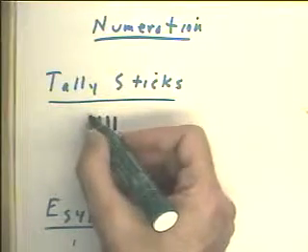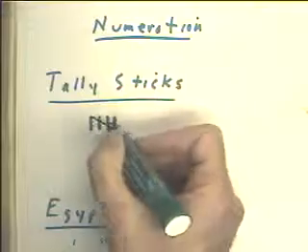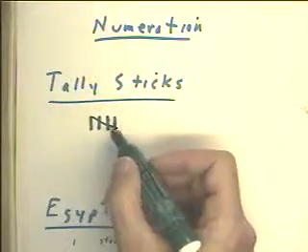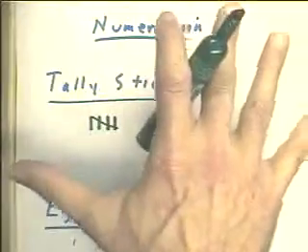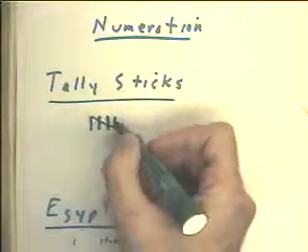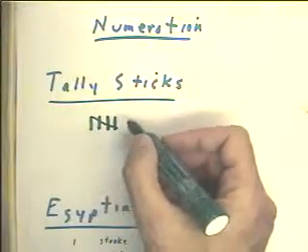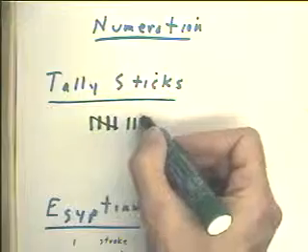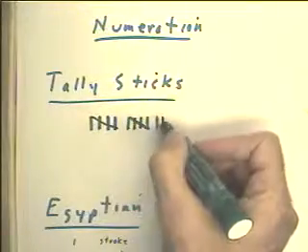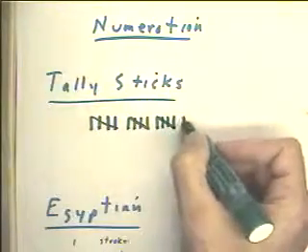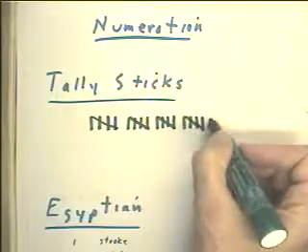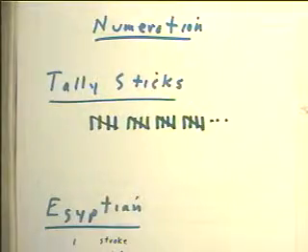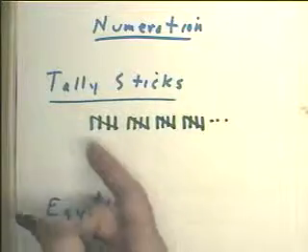Now, maybe when you tally, you'll put a stick crossways to indicate groups of 5, because of course we have 5 fingers. That would be a fairly natural thing to do. Each stick represents a finger, and we can continue tallying until everybody's counted. That's one way we could number things.